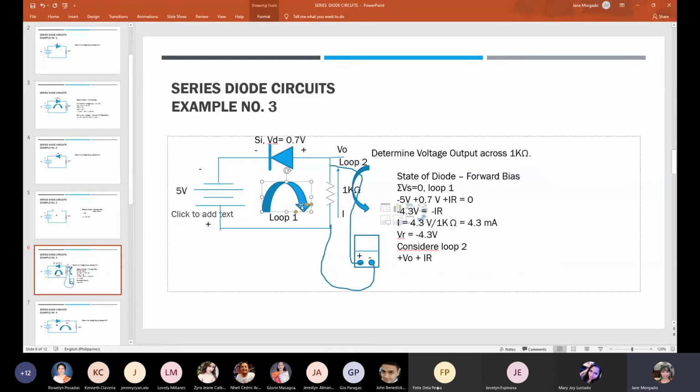Kagaya kanina, di ba? The direction of the loop 1 is going down with respect to the resistor. However, the direction of the current is going up with respect to the resistor. So, basically, they have opposite direction. So that's why we have plus here. So consider loop 2, V out plus IR is equal to 0. So therefore, pag nilipat natin si IR to the other side, it becomes V out equal to negative IR. So that's why we expect to measure negative 4.3 volts.